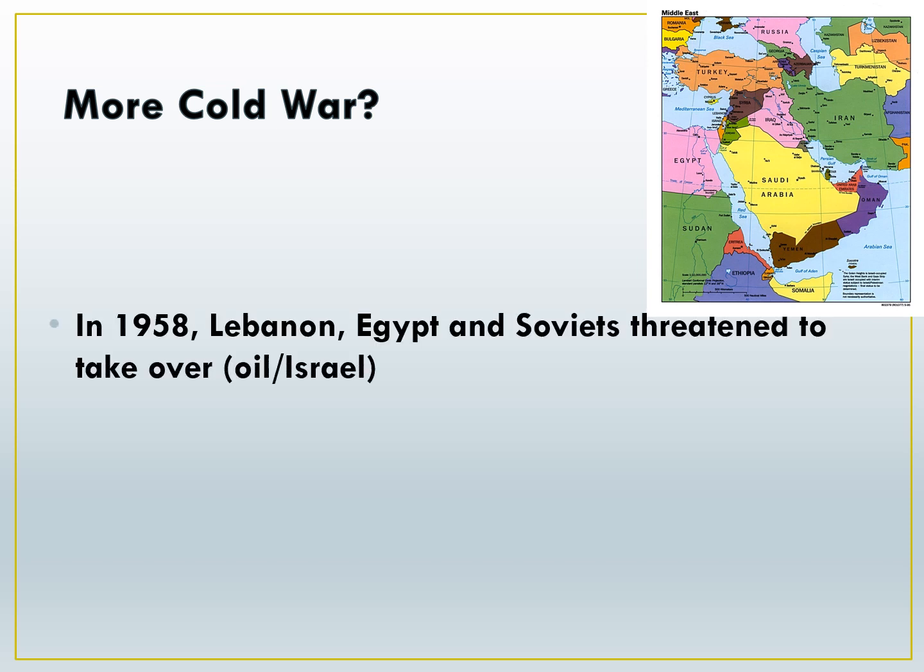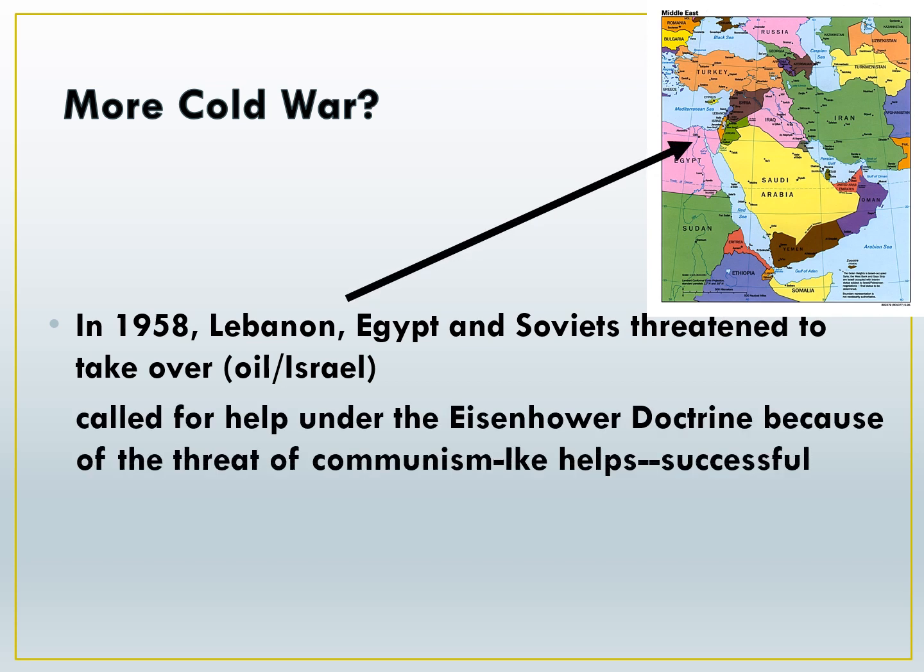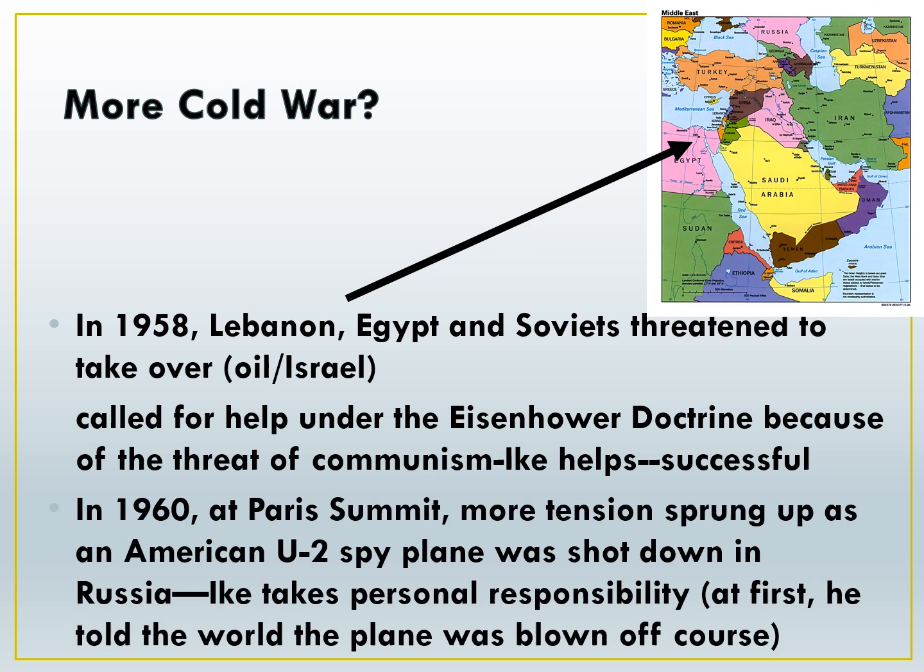More Cold War, 1958: Lebanon, Egypt, and the Soviets threatened to take over in the Middle East areas, especially Israel. Nobody liked Israel there. It also was a big oil region, and so that was a way of the Soviets getting into some of this oil. And they call for help under the Eisenhower Doctrine, and sure enough, help comes. Ike helps. It's successful, and unfortunately, that pretty much ties our commitment to the Israelis, and it's going to mean that a lot of Middle Eastern people don't really like the United States.